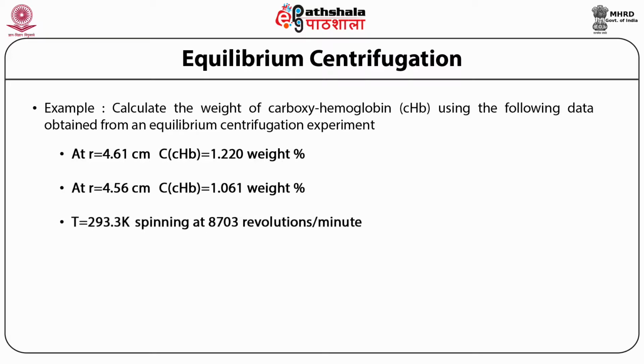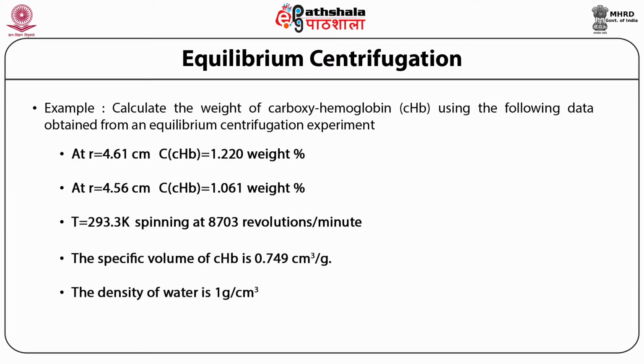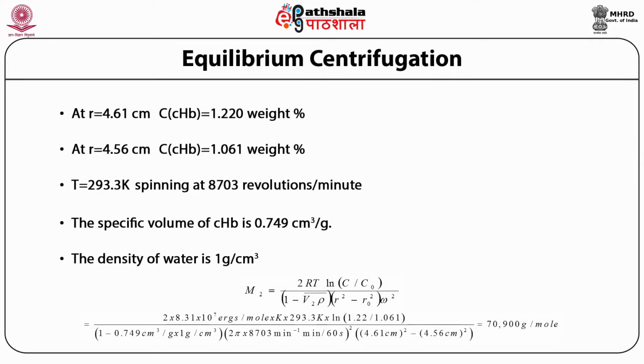Temperature is 293 K and the spinning speed is 8703 rpm, the specific volume of hemoglobin is 0.749, and the density of water is 1 gram per centimeter cubed. If you have the values of all these things, the molecular mass can easily be calculated using this equation for equilibrium centrifugation. Another example is the calculation of the molecular mass of hemoglobin under different conditions, and all values are given here for the mathematical expression.